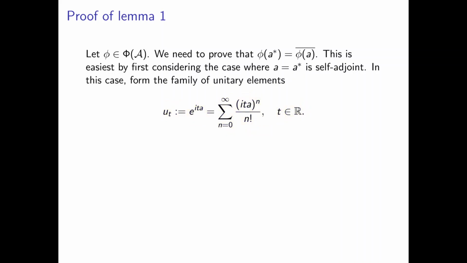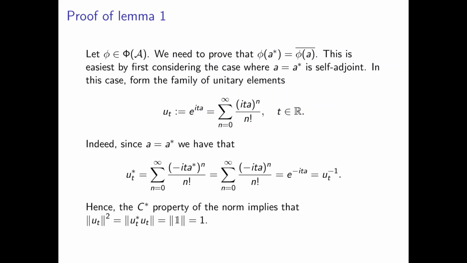And then we can check that this really is a unitary element for all t, which is easy to do since A is equal to its own star here. So u_t star is just the sum of all the stars, because the star operator is of course linear, or it's skew linear, or whatever, and you can basically do it like this. You take the star of every element like this, so you get this expression here.